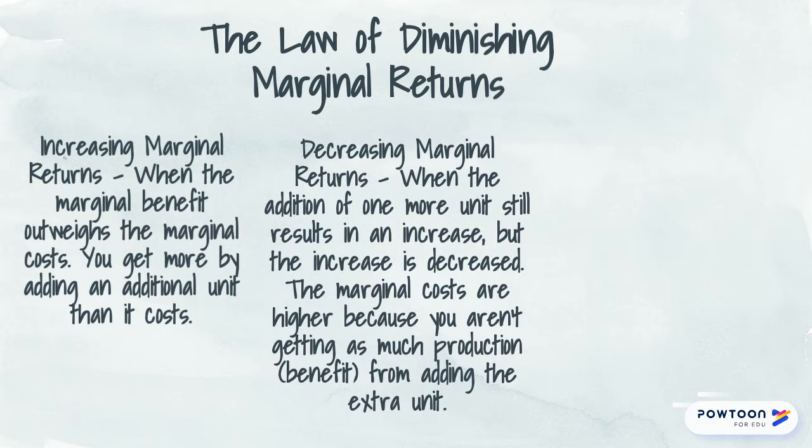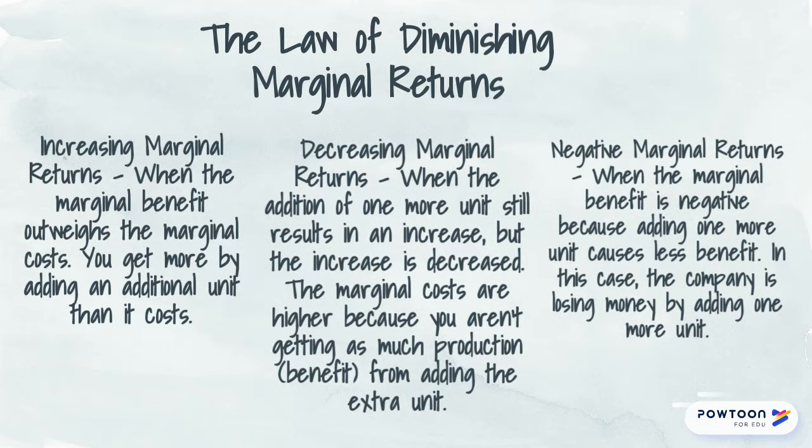Decreasing marginal returns is when the addition of one more unit still results in an increase, but the increase is decreased. The marginal costs are higher because you aren't getting as much benefit from adding the extra unit. Negative marginal returns is when the marginal benefit is negative because adding one more unit causes less benefit. In this case, the company is losing money by adding one more unit.